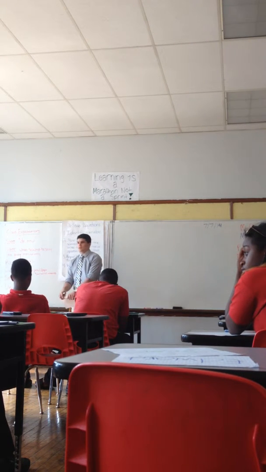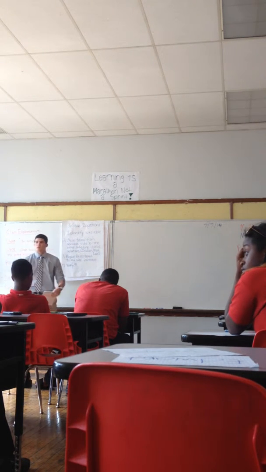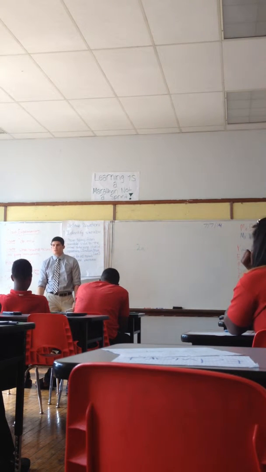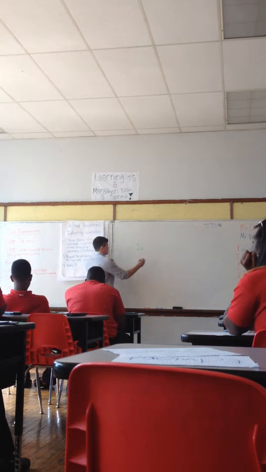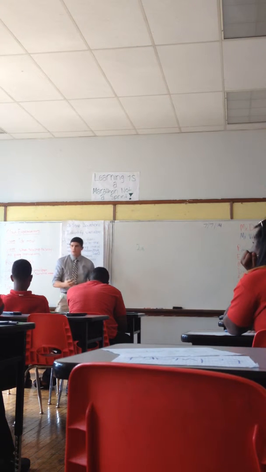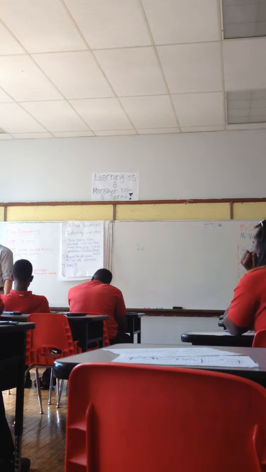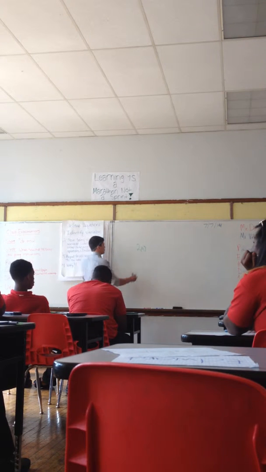Alright, how about 2a times 20? What does an equation need to have in it though? An equal sign. So, alright, you want 2a equals 20. 2a equals 20.